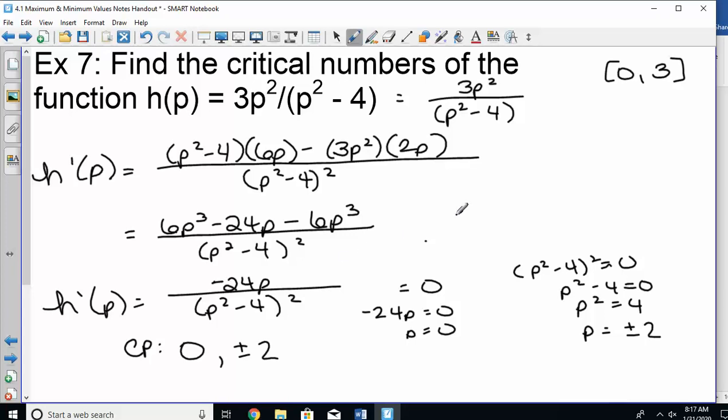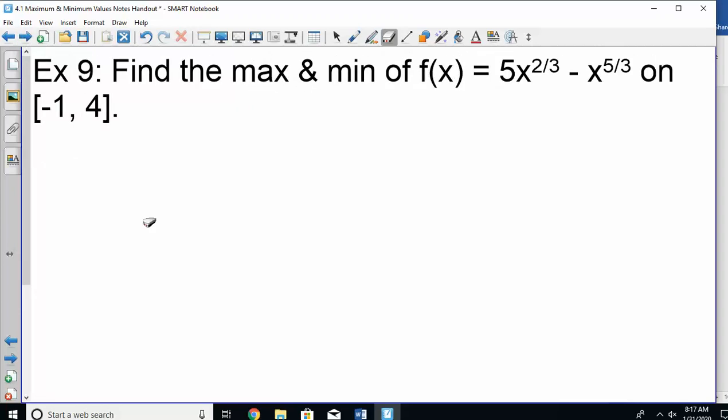Okay. How are we doing? Should we try another one? I want you guys to try example 9 for me. We did one similar to this yesterday. Why don't you give that one a shot? Looks like you guys got the derivative, but then you got stuck.